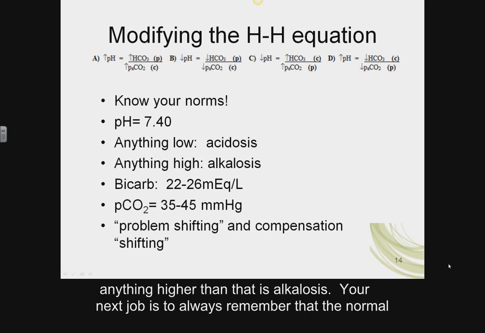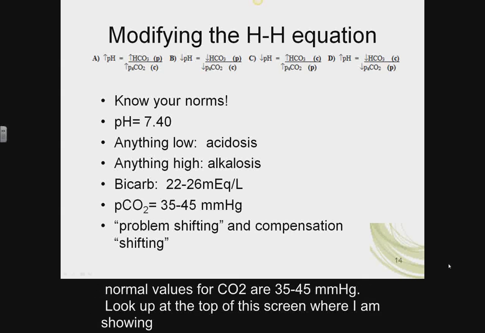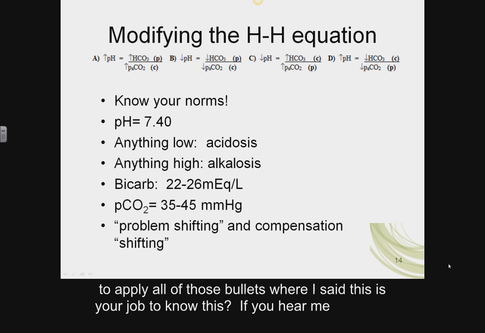Your next job is to always remember that the normal values for bicarbonate are 22 to 26 milliequivalents per liter. Your job is to also always remember that the normal values for CO2 are 35 to 45 millimeters of mercury. Look up at the top of the screen where I am showing you letters A, B, C, and D. You will notice that I have arrows next to the pH.